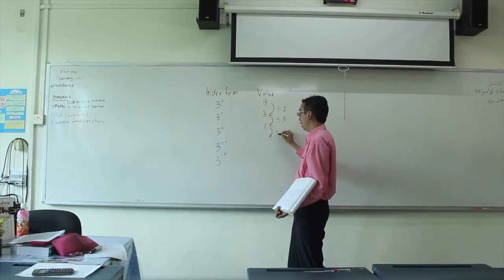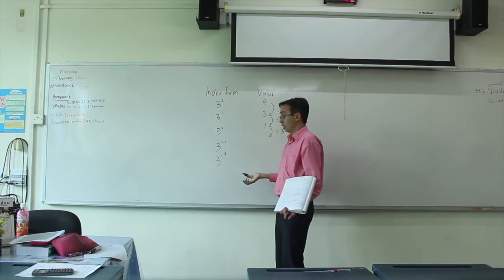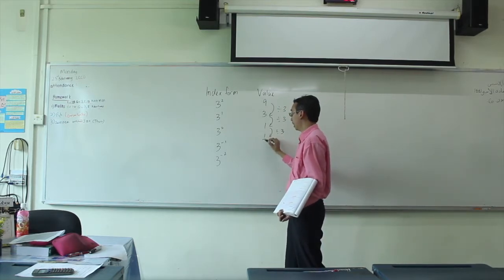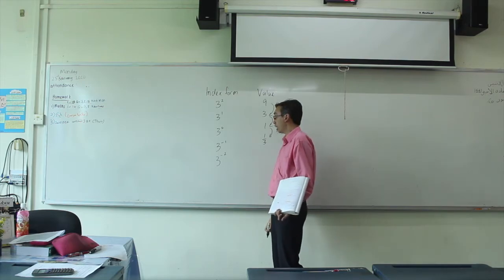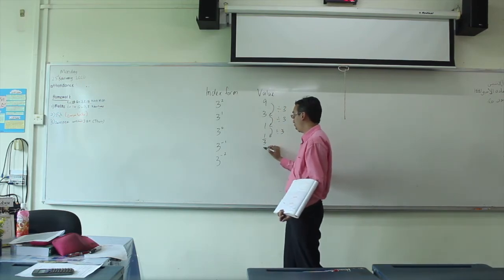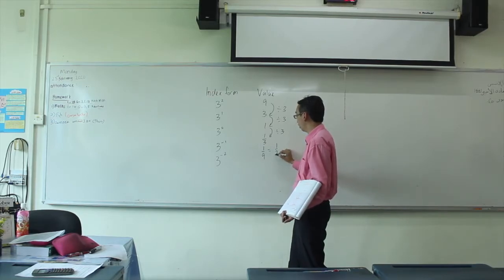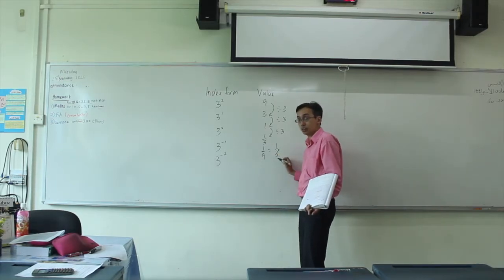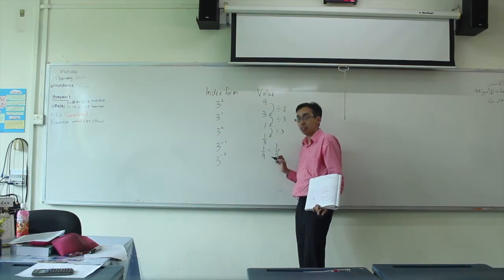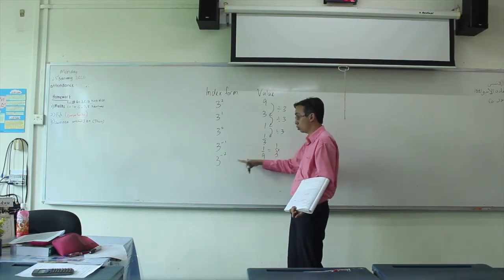So if you can see the pattern, to go from 0 to negative 1, we have to divide by 3 here. So what is 1 divided by 3? I'll write it as a fraction, 1 over 3. Then divide by 3 again, 1 over 9. So 1 over 9 is 1 over 3 squared. The 9 we change to 3 squared.